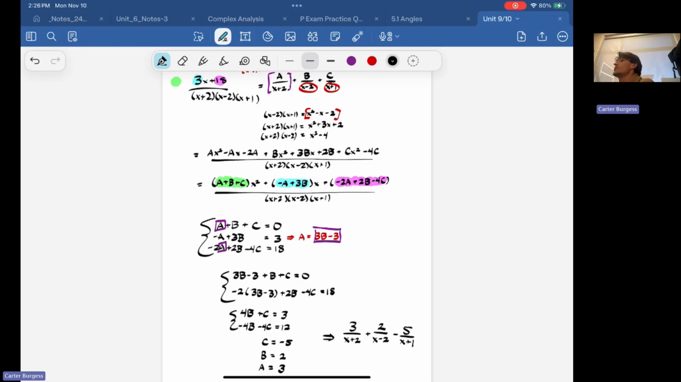All right, questions here with 9.4, partial fraction decomposition? All right. Cool. So rest of the week, we will have a quiz.